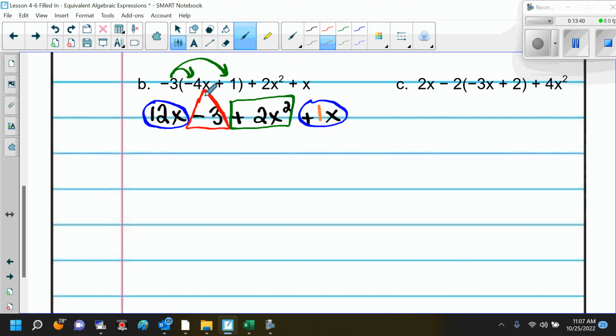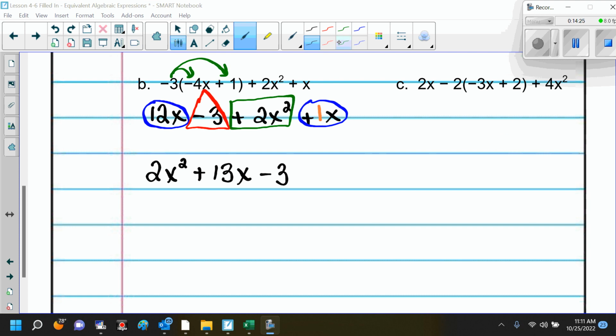All right. So now we're going to write the expression from the highest exponent to the lowest exponent, all the way down to the constants. So the first one we're going to write is the highest exponent, 2x squared. What comes next? The x's. So 12x plus 1x is 13x. So positive 13x. And then we've got that lonely little 3 all the way down to the constant, so negative 3 is left, and that's your final answer.